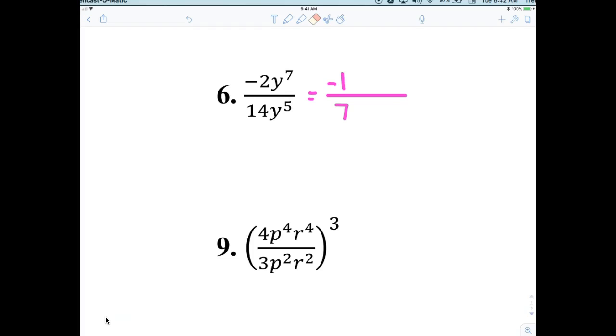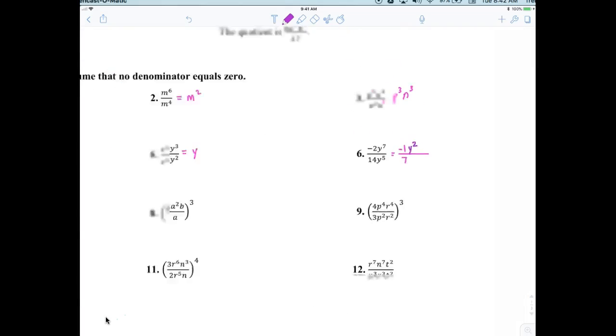-1/7 y squared. Yes. All right. So y squared would be in the numerator, though. Y squared would be in the numerator. Oh, it's big. Right? There's more y's on top than on the bottom. All right. Thank you, guys.